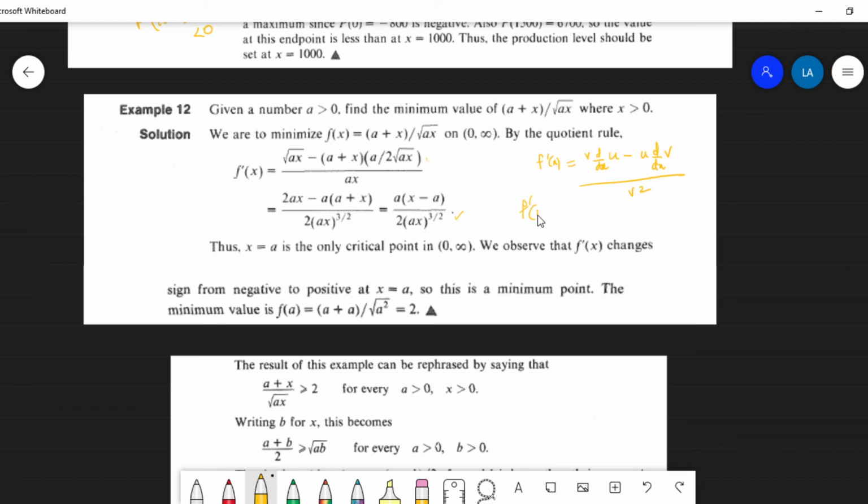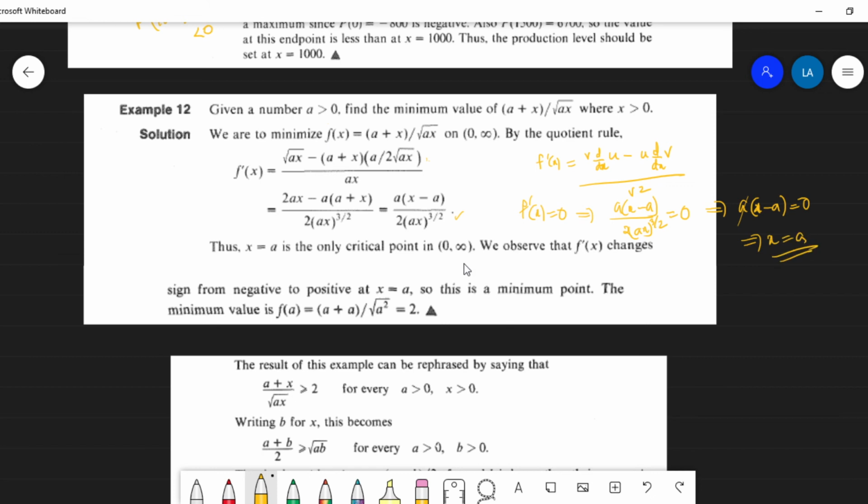Equate f dash of x to 0, so you get a into x minus a divided by 2ax the whole raised to 3 by 2 is equal to 0, which implies a into x minus a is equal to 0, and a is a positive number. It is given, so you can just cancel it out, so you get x is equal to a. So that is a critical point, the only critical point in the interval 0 to infinity.